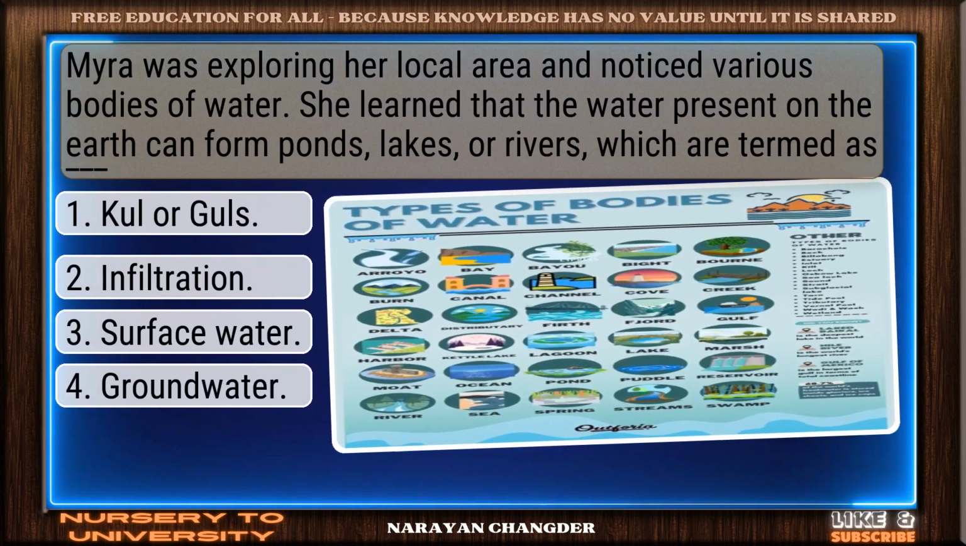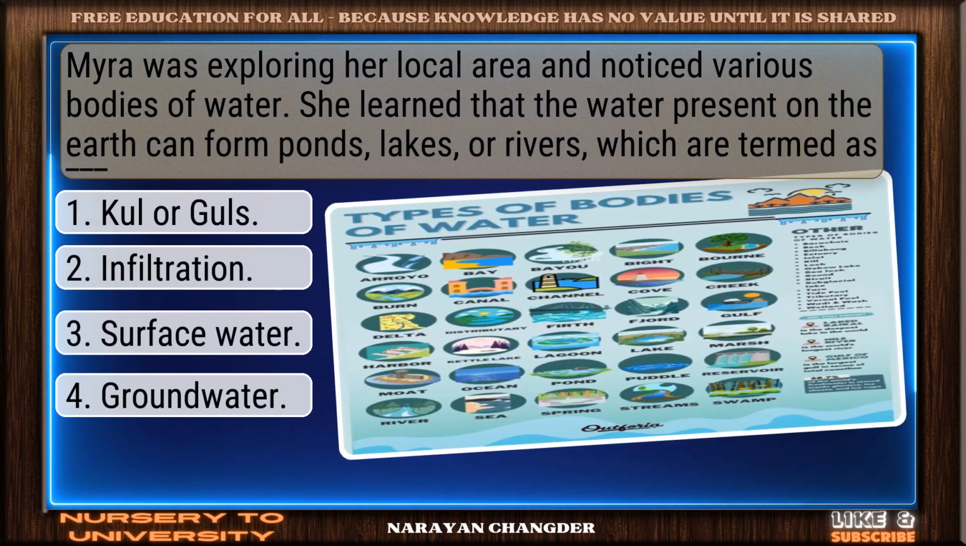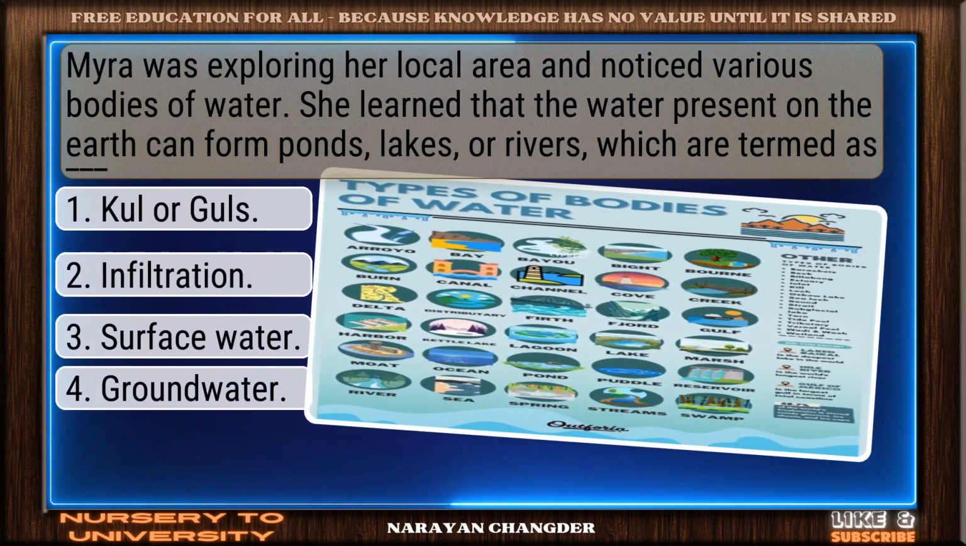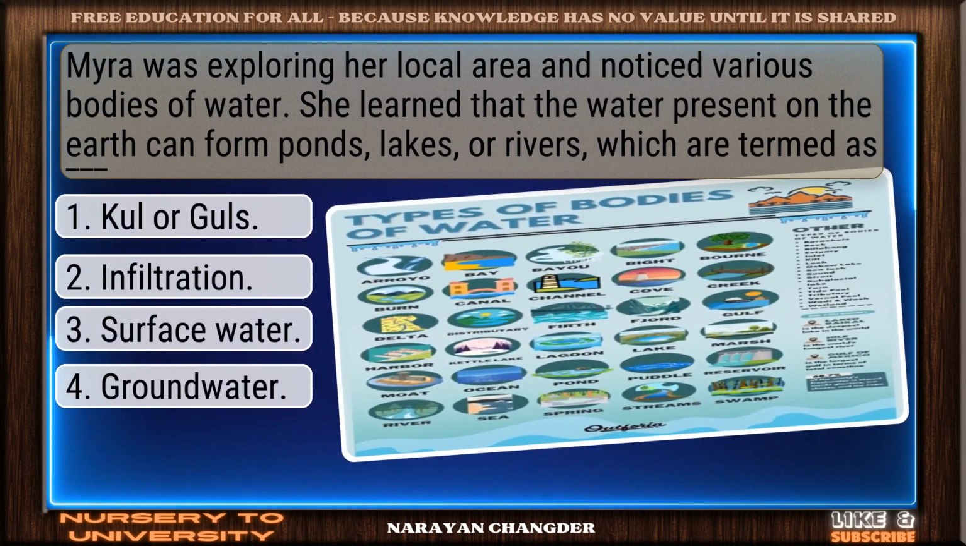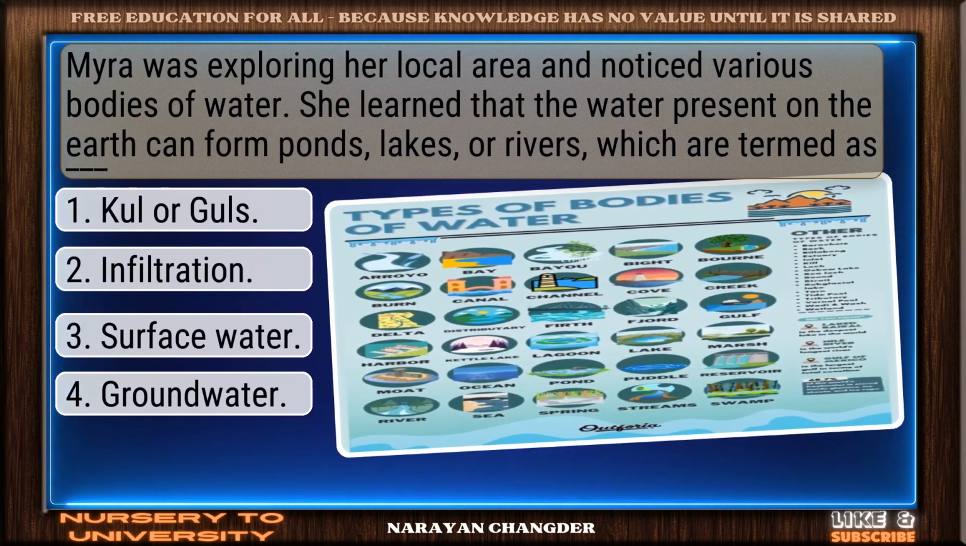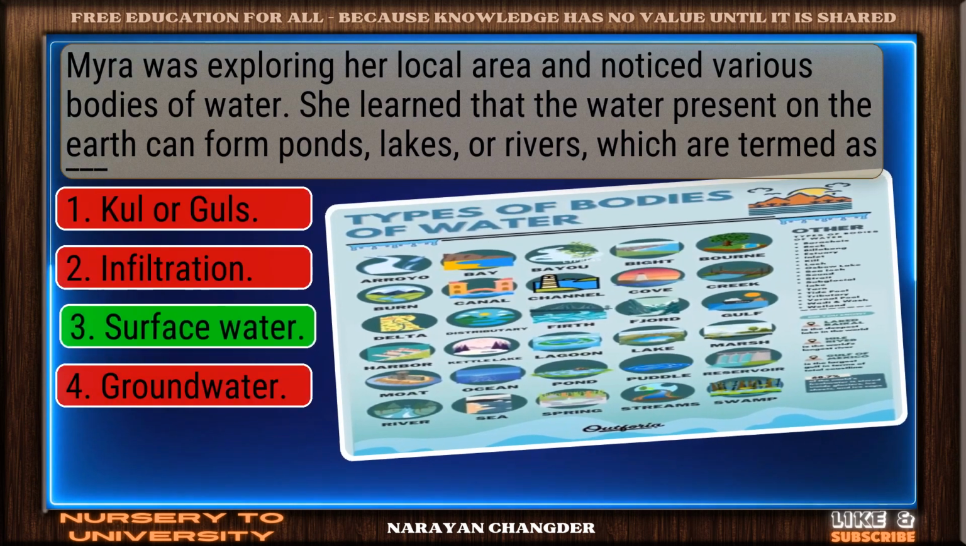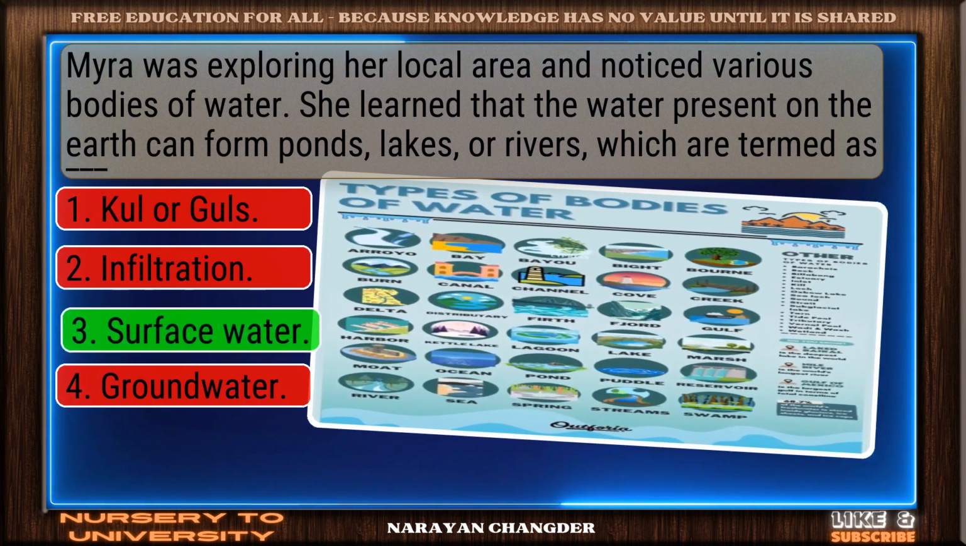Myra was exploring her local area and noticed various bodies of water. She learned that the water present on the earth can form ponds, lakes, or rivers, which are termed as dash. Nicely done. Surface water is solid.